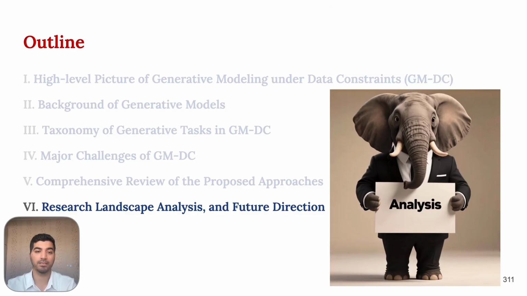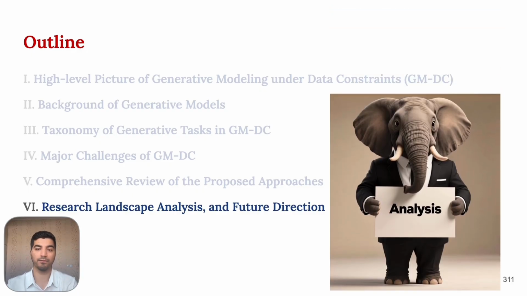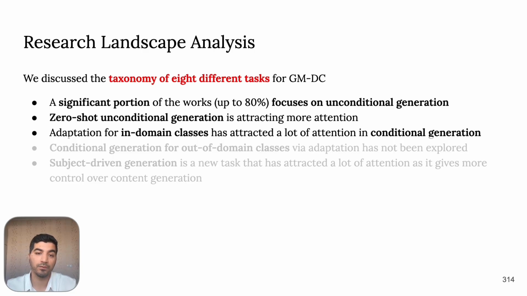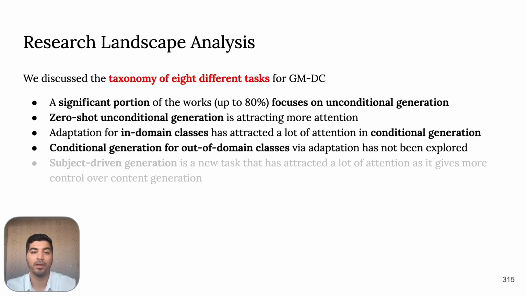And finally, we discuss research landscape analysis and future directions. In this talk, we discussed eight different generative tasks under data constraints. A significant portion of the works, up to 80% of them, focuses on unconditional generation. Zero-shot unconditional generation is attracting more attention. And adaptation for in-domain classes has attracted a lot of attention in conditional generation. Conditional generation for out-of-domain classes using adaptation is not explored.